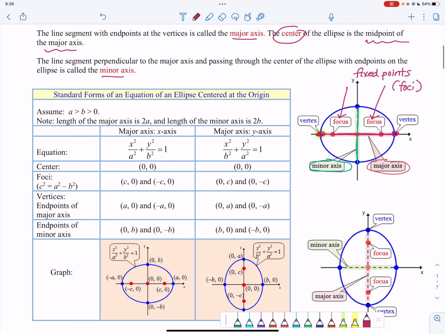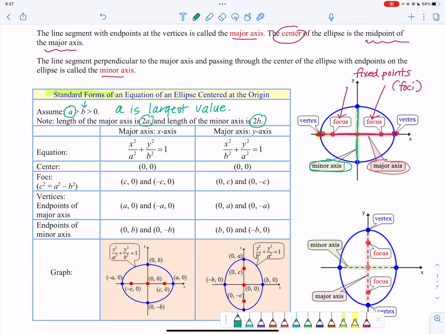Now we have some standard forms of the ellipse, the equation of the ellipse. So let's go ahead and take a look. We assume, and this is pretty important, that B is greater than 0 but smaller than A. So we assume A is the largest. The major axis is going to have a length of 2A, and the minor axis is going to have a length of 2B.